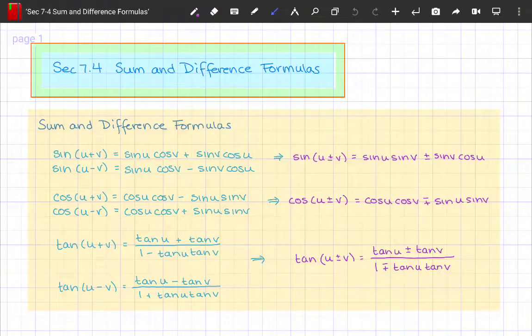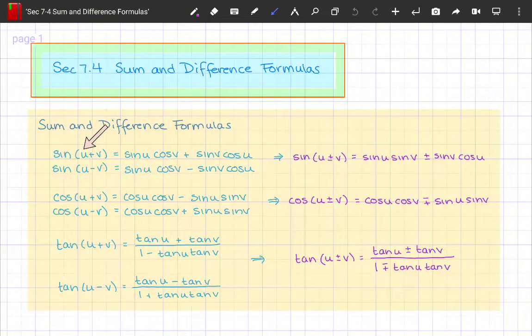I do want to point out some things though in what's going on here. So these are called the sum and difference formulas. Sometimes you'll hear them called the addition-subtraction formulas. Obviously the same thing. And they're called that because we are adding and subtracting angles.